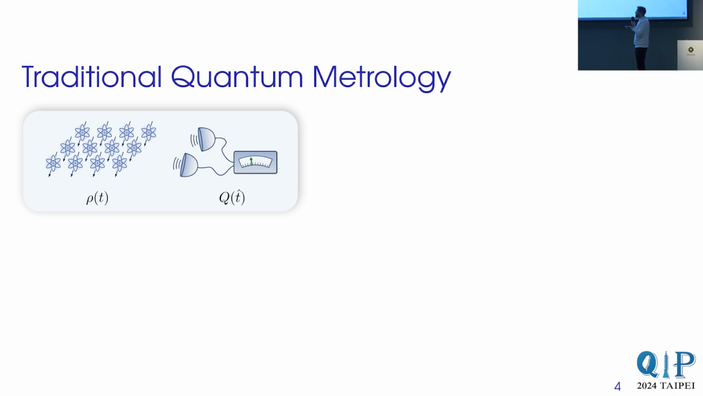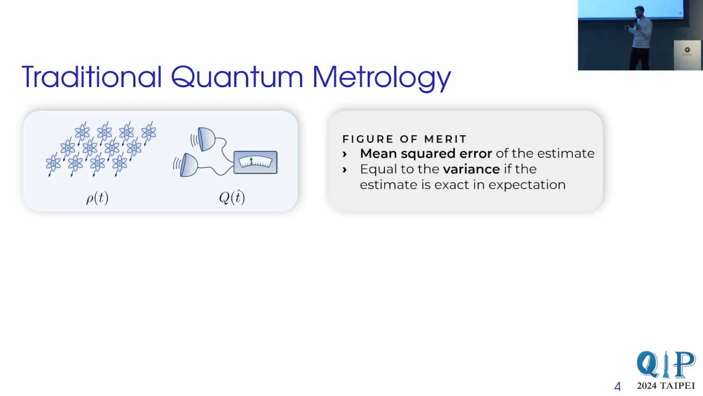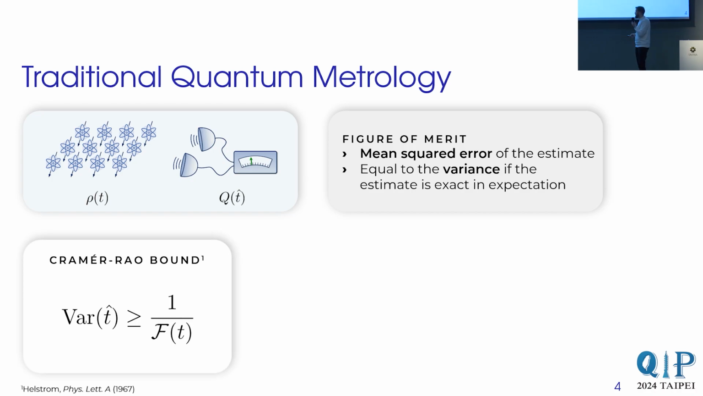If we want to optimize, we need a figure of merit to optimize for. Traditionally, people have been looking at the mean squared error of the estimate. If the estimate is exact in expectation, then this is nothing else but the variance of the estimate. For this, we have a very nice and elegant tool, the Cramér-Rao bound, which says that there is a fundamental lower bound on the achievable variance given by the inverse of the quantum Fisher information, this F quantity here. The quantum Fisher information measures the distinguishability of nearby states, so states around rho of t, for a fixed value of t.